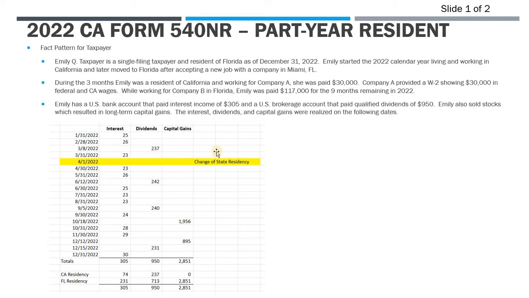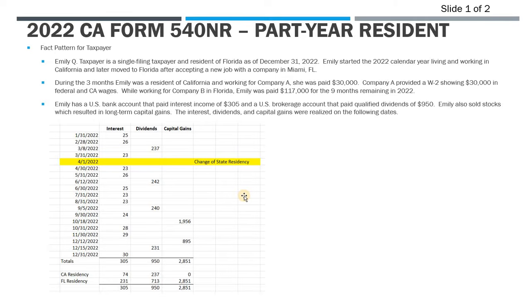The dividend payments on the 1099 detail show that, of the $950 in dividends I was paid during the year on my investments, there was only one payment of $237 that was deposited on March 8th, and everything else came after. Everything else was paid out when I was a resident of Florida. So when I apportion my income to California, these are going to be the only amounts that are attributed to California source, or earned in California while she was a California resident.